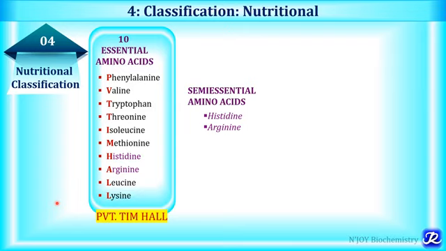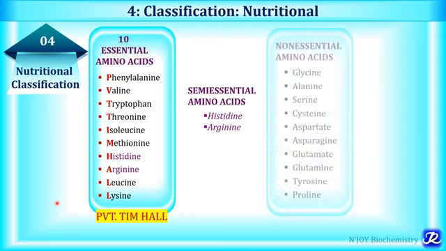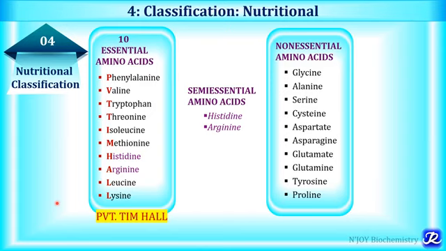Arginine and histidine synthesized in the body are sufficient for normal adults, but they become inadequate during the growing years, that is in the case of infants and children, pregnancy and lactation, and this is the reason they are considered to be semi-essential or conditionally essential. And the rest are non-essential, which are synthesized in the body, and the examples are glycine, alanine, serine, cysteine, aspartate, asparagine, glutamate, glutamine, tyrosine and proline.